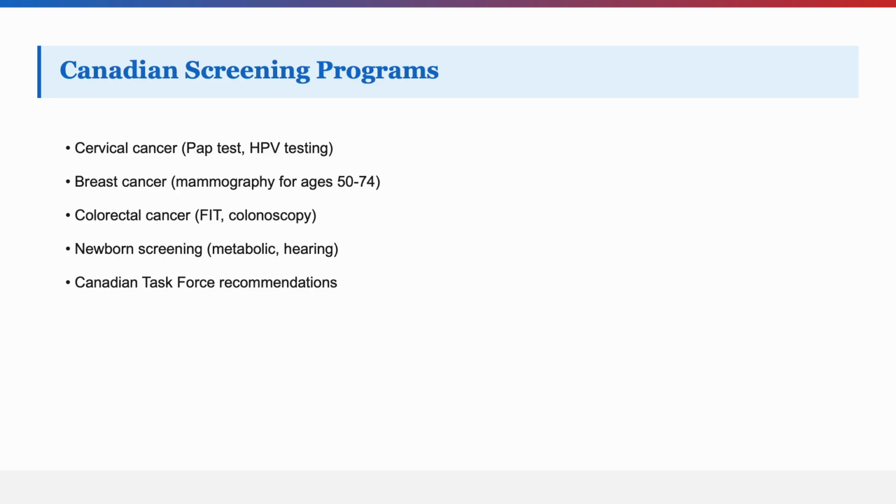Canada has several established screening programs, guided by the Canadian Task Force on Preventive Health Care. Cervical cancer screening with Pap tests has dramatically reduced cervical cancer mortality. Guidelines now recommend HPV testing as primary screening for eligible women, with screening starting at age 25 in most provinces.